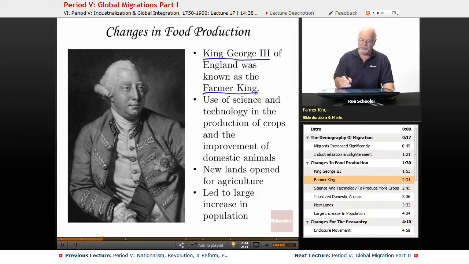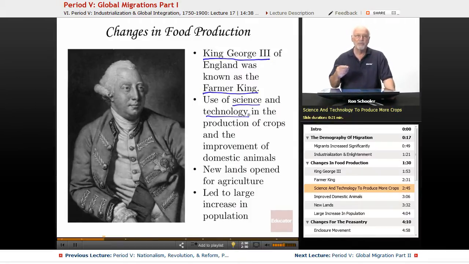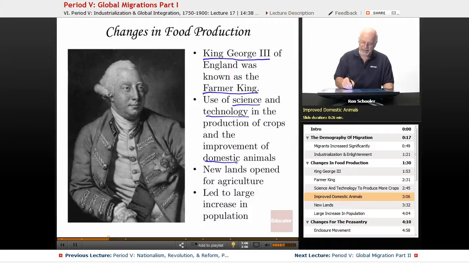So how do you do that? You use science and you use technology to produce more crops. So you test different species and you cross them and you do these kinds of things to get a species of wheat, or whatever it is you're working on, to produce more. And they also improved domestic animals. Cows that gave more milk, pigs that gave more meat, conquered diseases of the animals, so that these increases produced more food for more people.